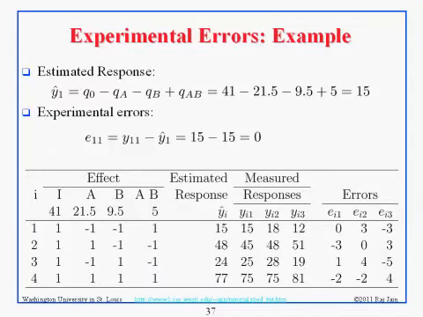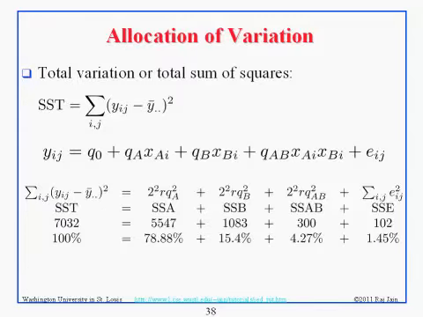And the sum of all errors is 102. Sum of squared errors. So if you take 0 square plus 3 square plus -3 square plus -3 square plus 0 square plus 3 square plus 1 square plus 4 square plus -5 square, add up the squares of all the errors, that will come out to 102. So now you can say that A has an effect of 78.88, which is 79%. B has 15%, AB has 4%, and the errors have 1%.